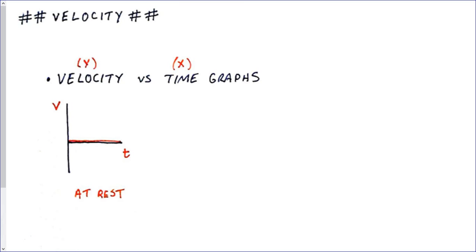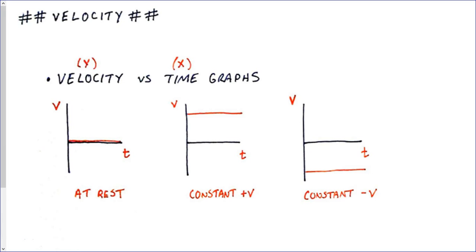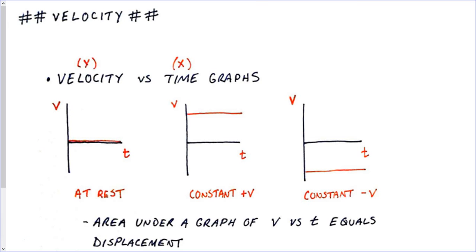Another type of graph that we can use is a velocity versus time graph, where velocity is on the y-axis, time on the x. An object at rest has 0 velocity, so our graph is a line along the x-axis. If it's moving with a constant positive velocity, our line is above the x-axis. And notice that it's a horizontal line now because the velocity doesn't change. And that line will be below the x-axis if it has a constant negative velocity. These graphs can show displacement as well. The area under the graph equals the displacement.